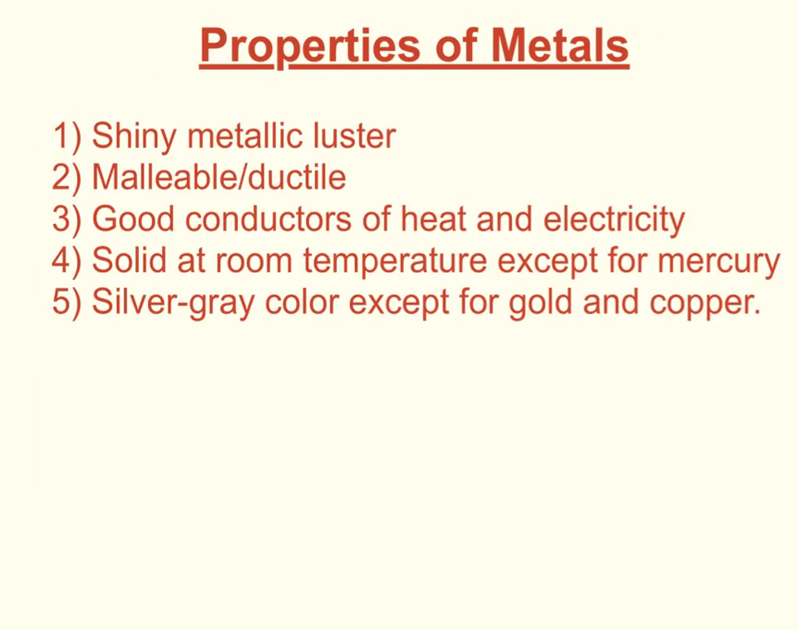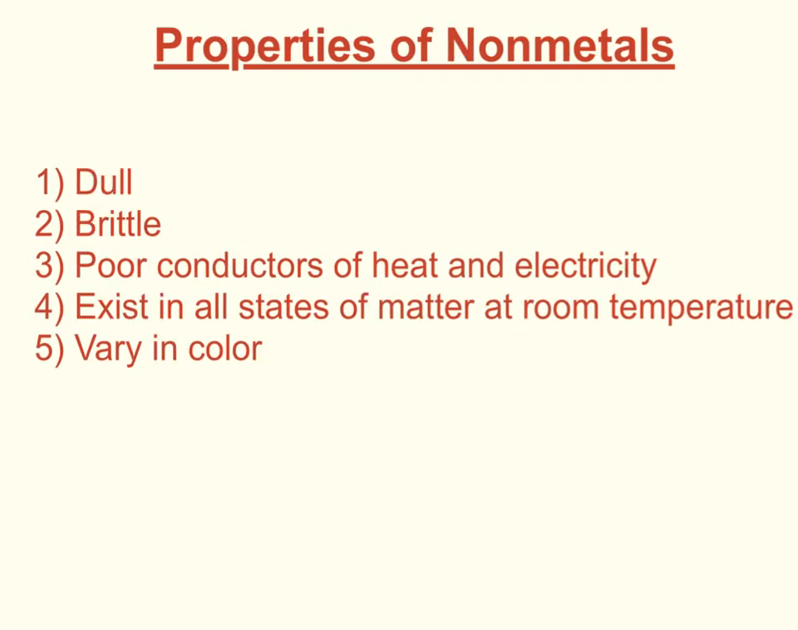Going with the metal and nonmetal theme of the periodic table, we also learned about the properties of metals and nonmetals. Some properties of metals include a shiny metallic luster. Metals are also malleable and ductile. They are often good conductors of heat and electricity. All metals are solid at room temperature except for mercury. And all metals show a silver-gray color except for gold and copper.